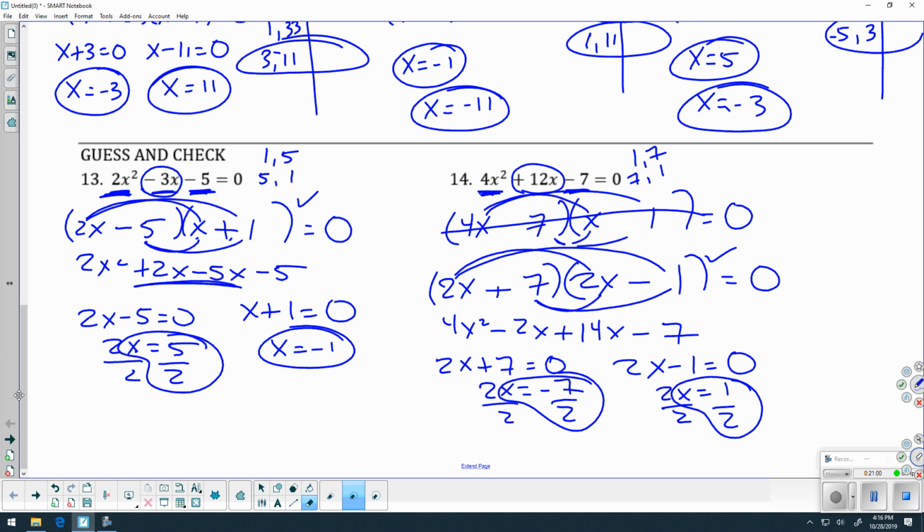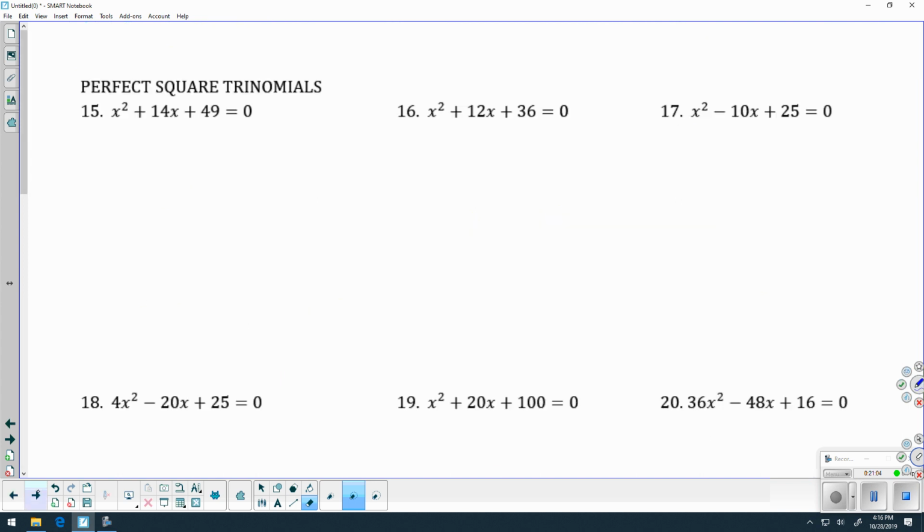All right, so there's guess and check. The last ones I want to go through with you guys, on the back side, these are called perfect square trinomials. Okay, so how do these work out? What are the characteristics of a perfect square trinomial?